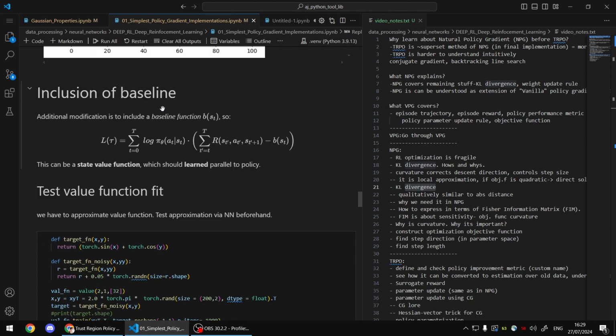Okay, whatever. The next idea is to say we can also implement a baseline. And this is kind of an important idea.